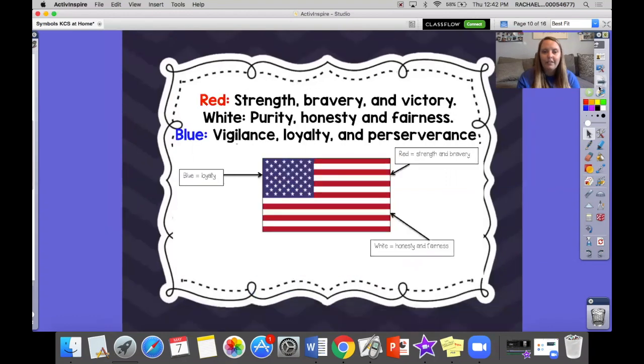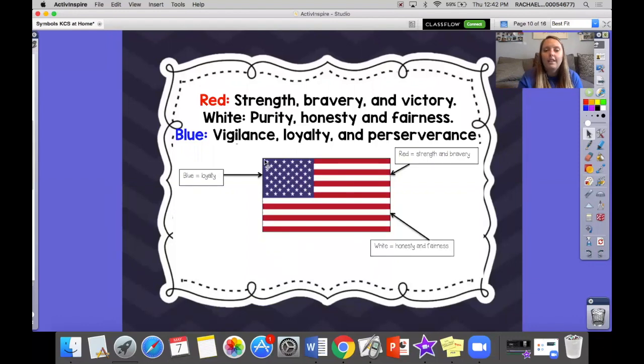Now, did you know that the colors on the American flag are also important? The red is supposed to stand for strength, bravery, and victory. So these red stripes stand for that. The white in the stripes and in the stars stand for purity, honesty, and fairness. And the blue stands for vigilance, loyalty, and perseverance. And I hope you've heard that word at school, perseverance, to never give up.